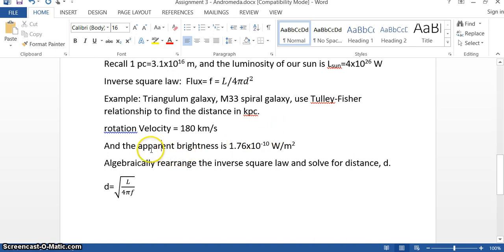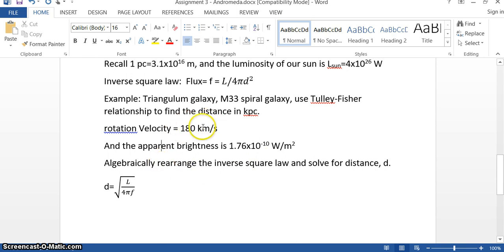All right, so we also need to know some more information about Triangulum. The rotation velocity is 180 kilometers per second. The apparent brightness, or what we receive in our telescopes, is approximately 1.76 times 10 to the minus 10th watts per square meter. That's literally the amount of energy per square meter that we receive in our telescopes.